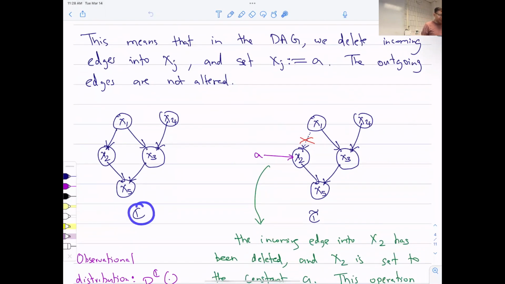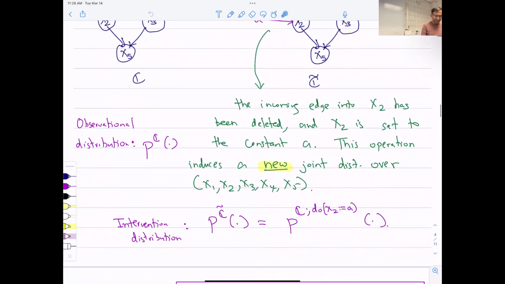So C was the original graph. C tilde is the graph with atomic intervention. And the way you write this is the joint distribution of x1 through x5 under C tilde is C, do x2 equal to 5, of this.